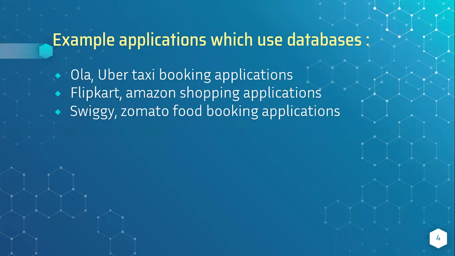If you take Ola, Uber, taxi booking database, vehicles information table will be there, drivers information table will be there, customers or users information table will be there, and bookings table, bookings or orders information.